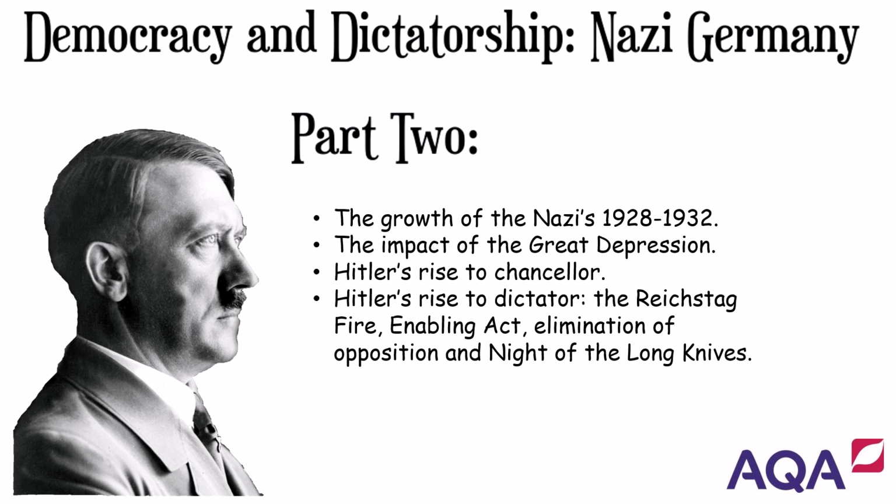In part two, we're going to be looking at the growth of the Nazi Party in the late 1920s and early 1930s, the impact of the Great Depression, and how Hitler is able to become chancellor by 1933. We're also going to look at the different factors that allow Hitler to secure his power, consolidate his power, and make Germany a dictatorship. This part is much shorter than part one and much easier than part one as well.